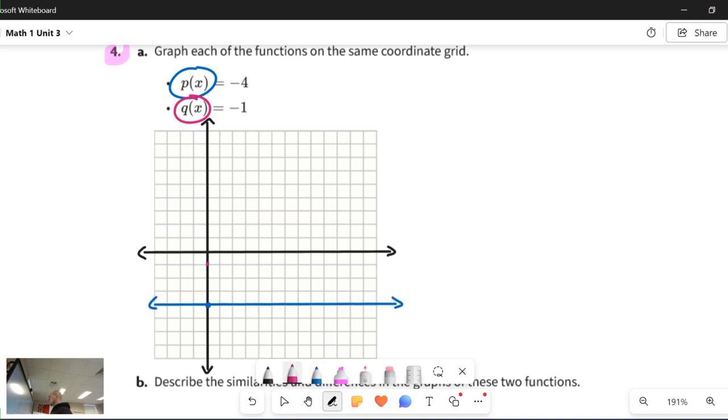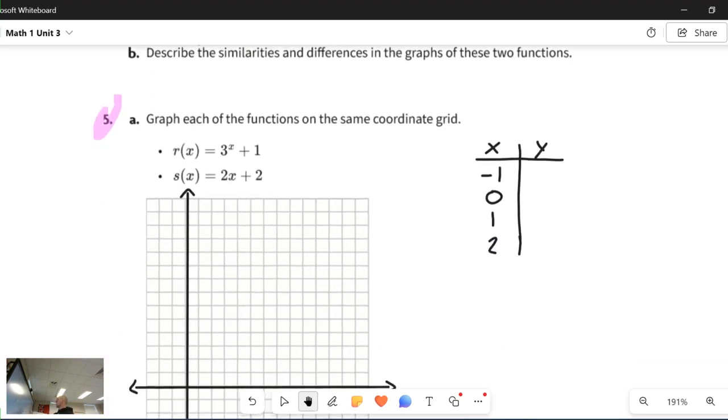We do the same thing at negative 1 for q of x. What we get there, once again, is different y-intercepts, just like the last problem. They are parallel. They each have a slope of 0 in this case. Please remember that a horizontal line is a slope of 0, whereas a vertical line is an undefined slope. Cool. Going down to problem 5.